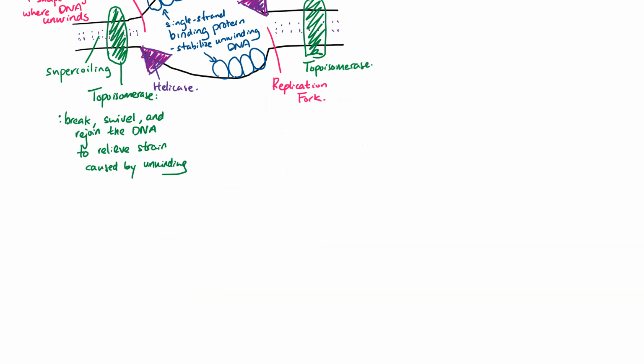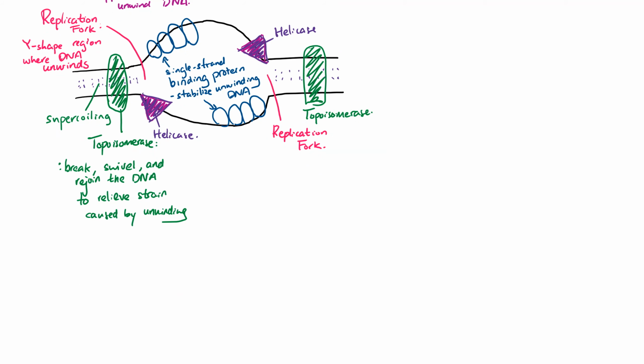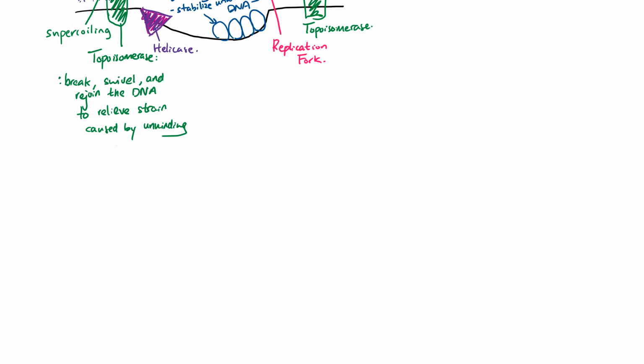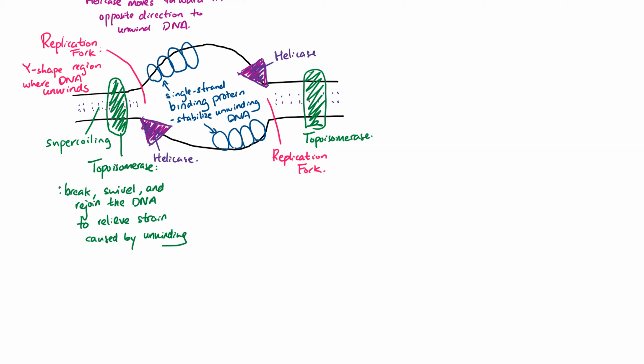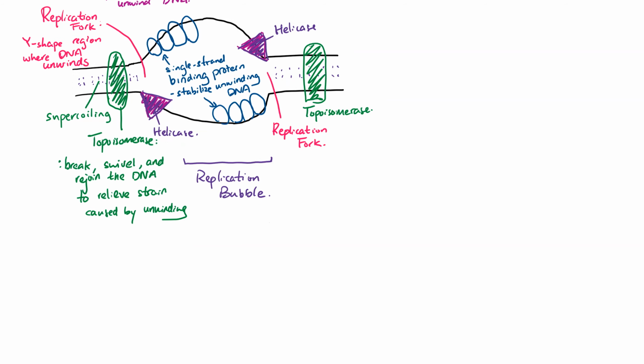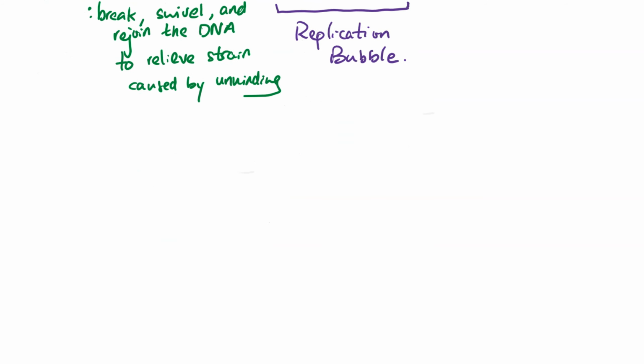So as the helicase moves forward in the opposite directions more and more, the replication bubble is going to become bigger and bigger. This region over here is called a replication bubble. As the helicase moves further and further, the replication bubble gets bigger and bigger.